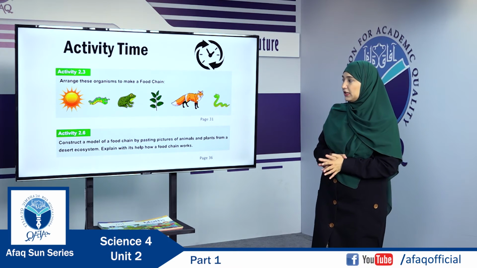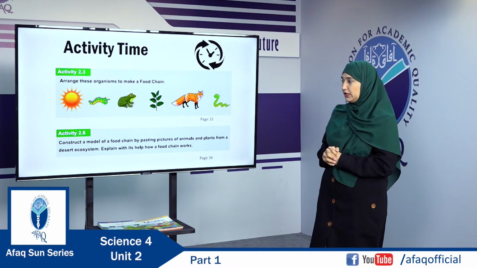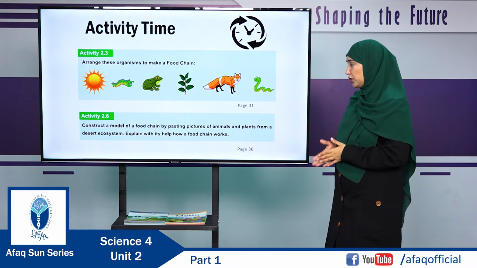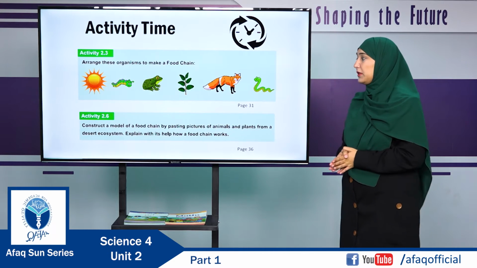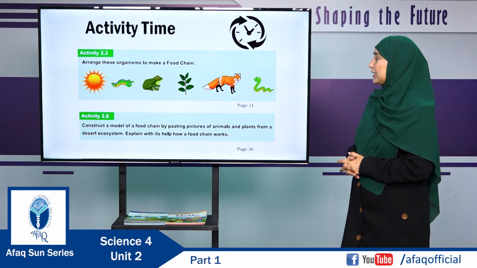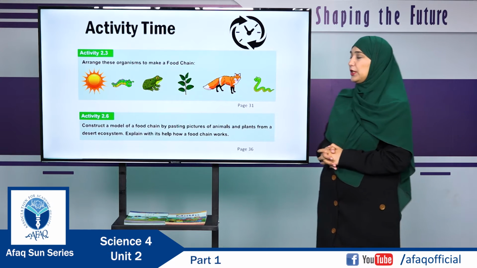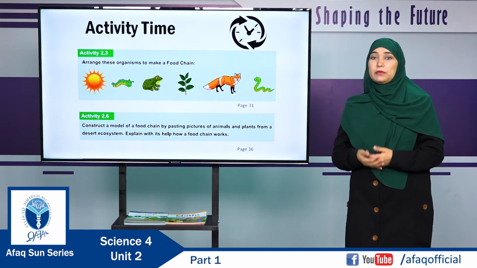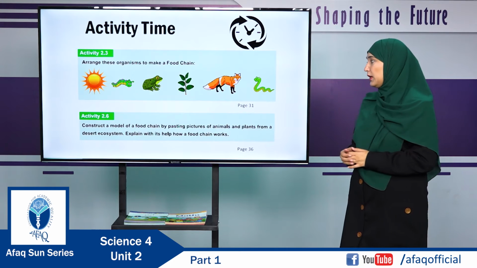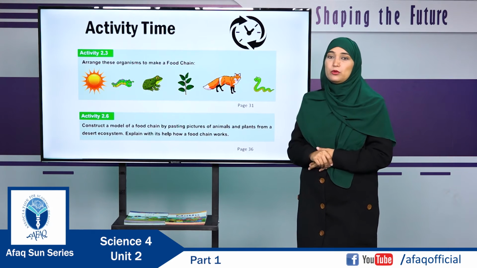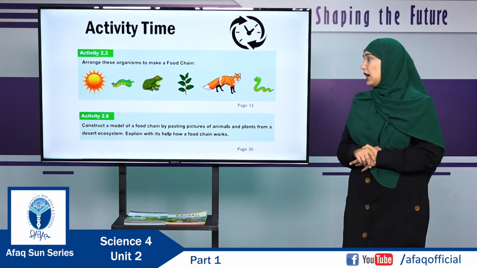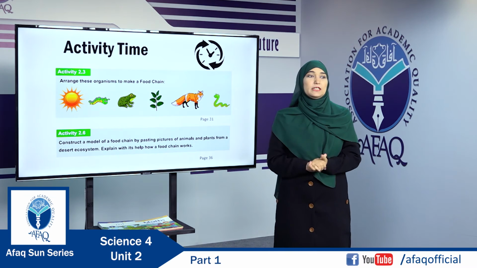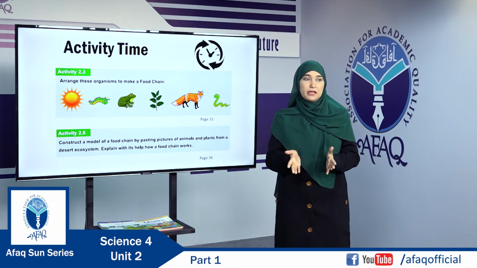And on page number 36, another activity is given in which you have to construct a model of a food chain by pasting pictures of animals and plants from a desert ecosystem. Explain with it how a food chain works. You have to paste the pictures of animals and plants from desert ecosystem and make a food chain, and then you have to explain how that food chain works. Okay, quickly do these activities and show it to your teachers and parents.